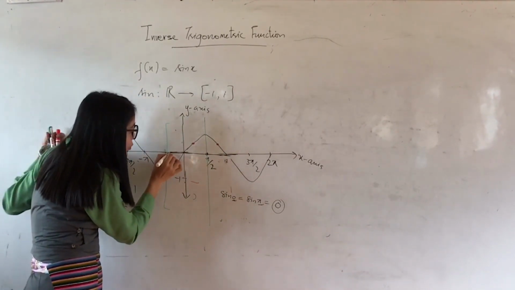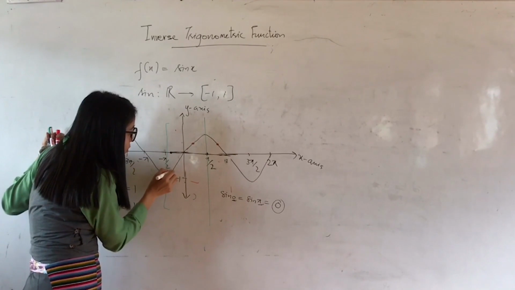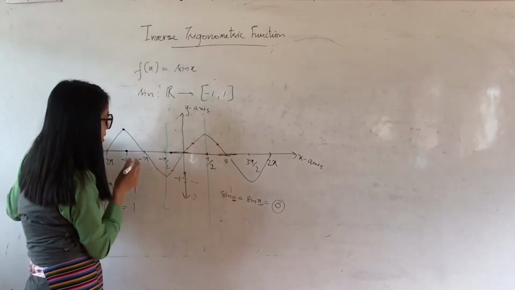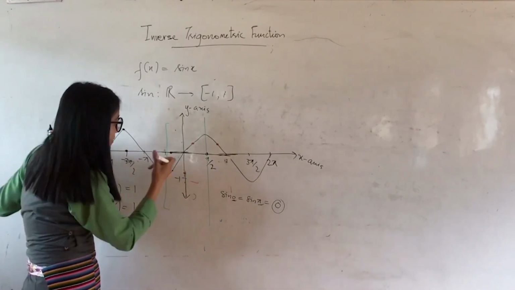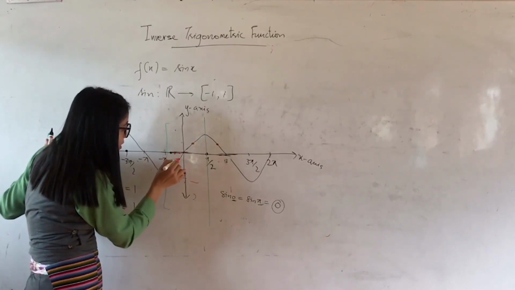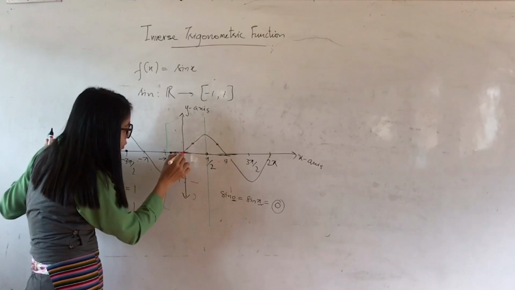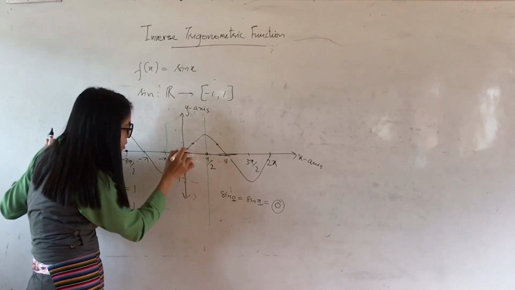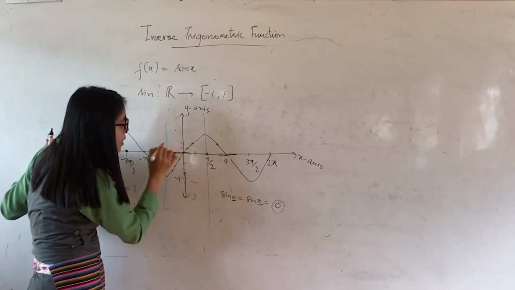If I take a point here, you get an image here. If I take a point here, I get an image here. If I take a point here, you get an image here.